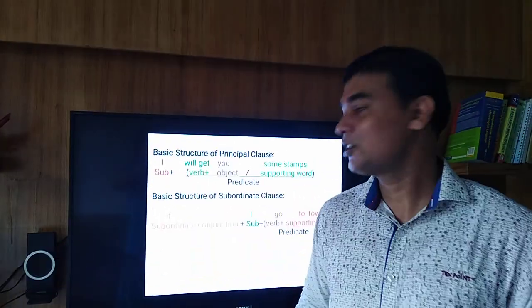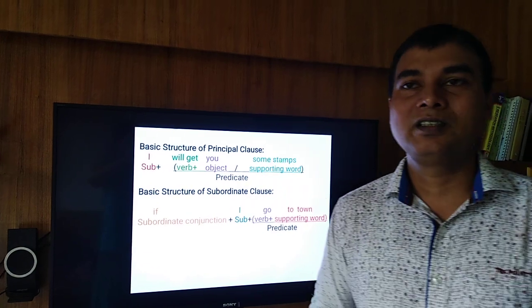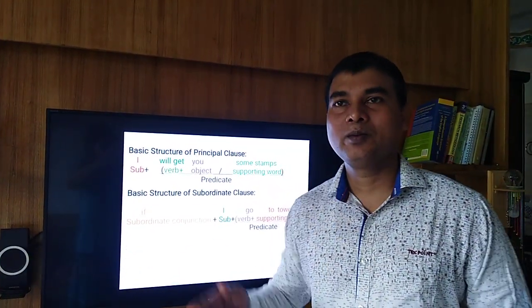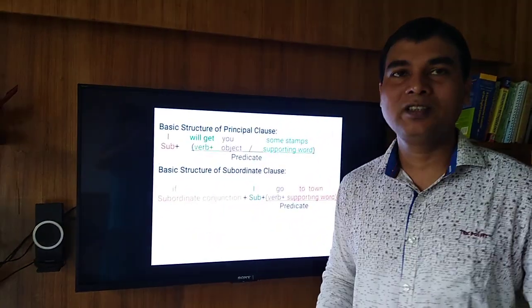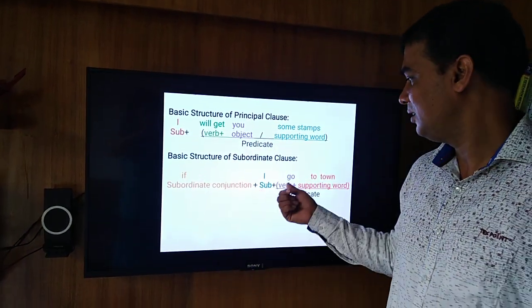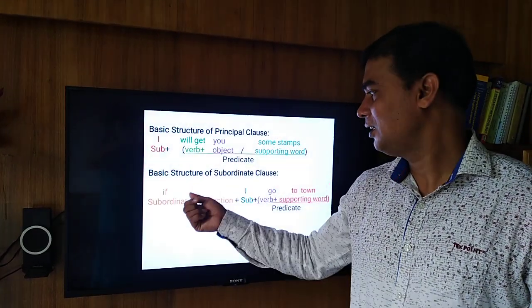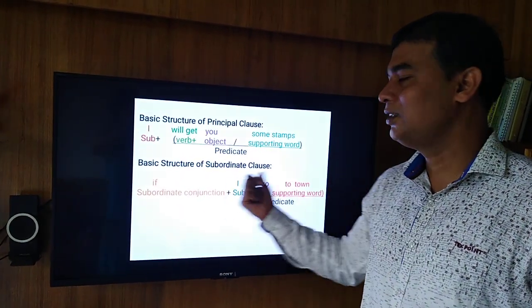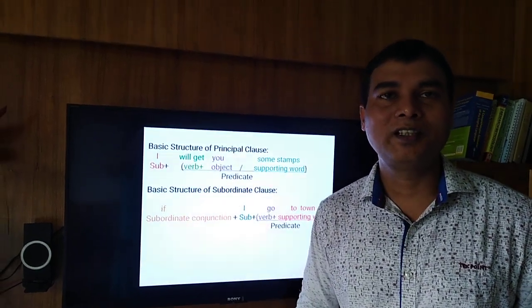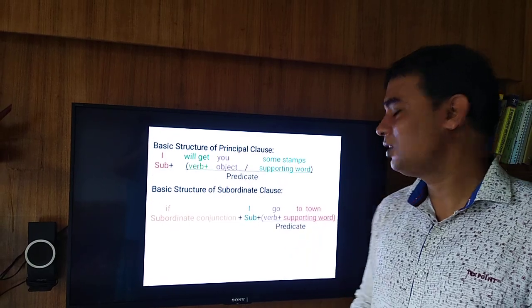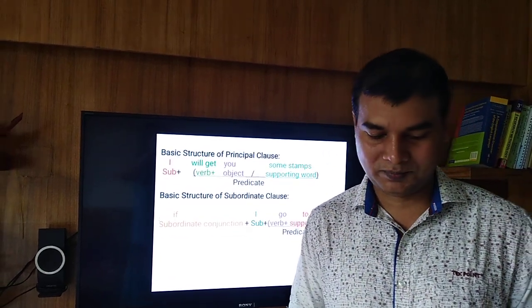And now the basic structure of subordinate clause. Remember, subordinate clause starts with a subordinate conjunction, then subject, then verb, then supporting word. And in the sentence, if I go to town, you see if is a subordinate conjunction, then subject I, go verb, to town, supporting words.